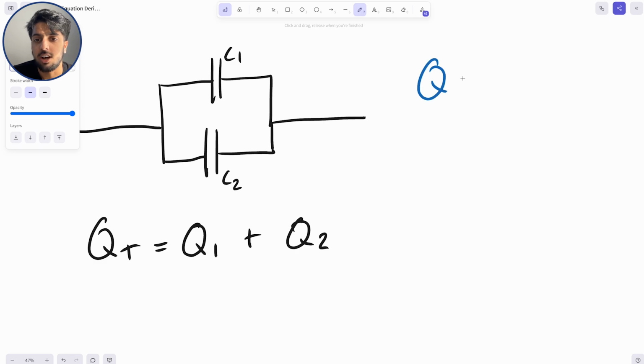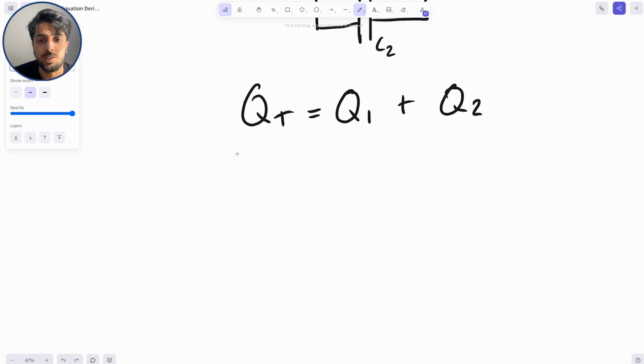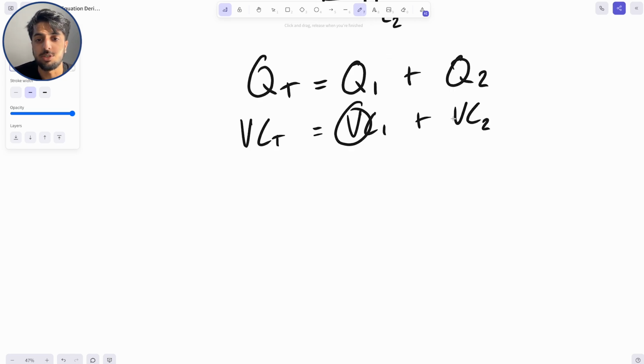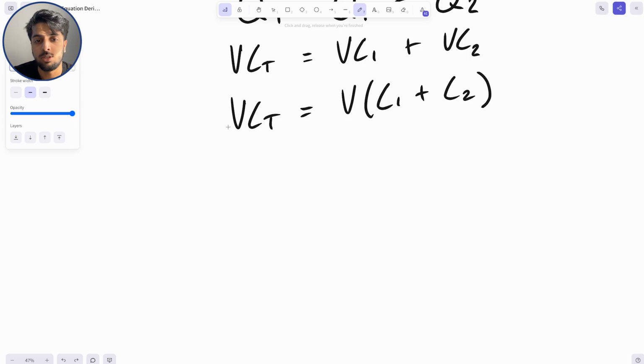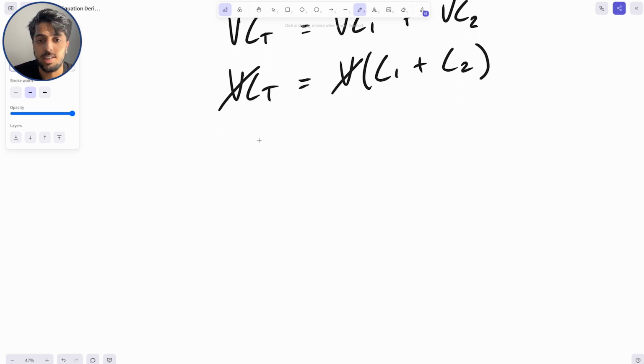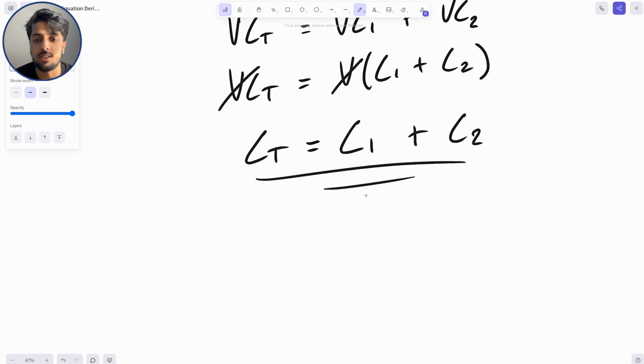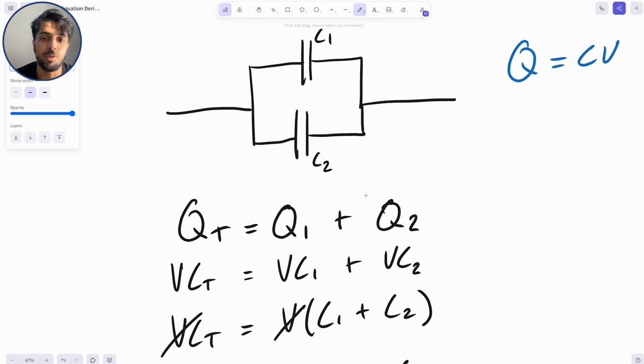Now again, our charge is equal to the capacitance times the voltage, and so subbing this equation into here, we get V C total is equal to V C1 plus V C2. Taking out our voltage as a common factor, we get V C total is equal to V times C1 plus C2. Now dividing both sides by our voltage, we can cancel these out, and we get our total capacitance is equal to the capacitance of C1 plus C2. And that is our capacitance equation for a parallel circuit.